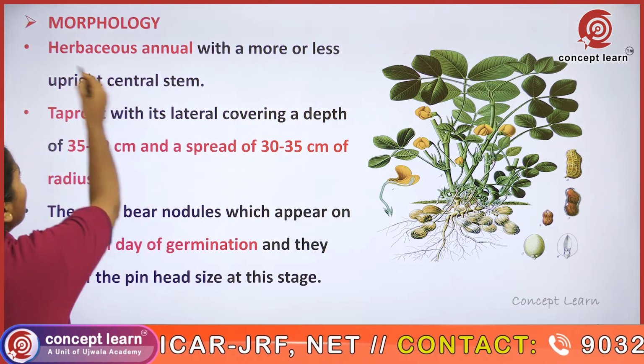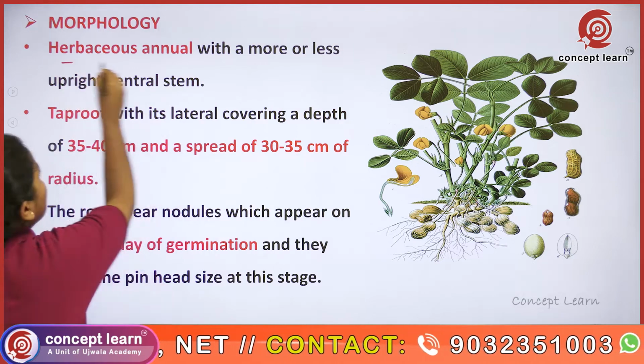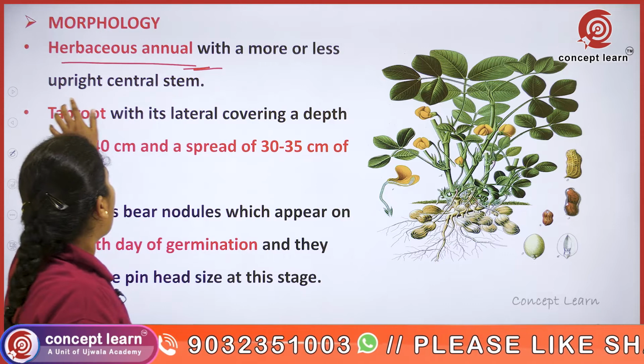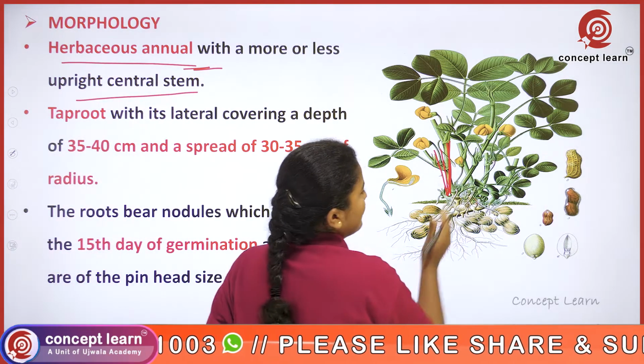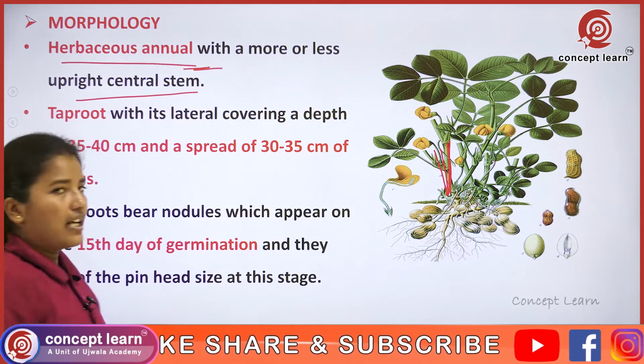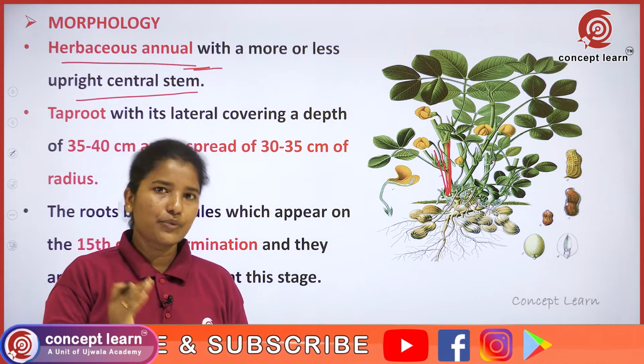Here we can see it is a herbaceous annual crop, with a more or less upright central stem. It is a slightly angular or straight stem. It is a cylindrical stem, which will become angular as the growth progresses.